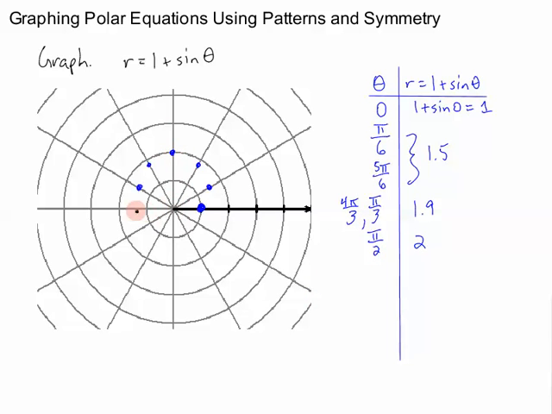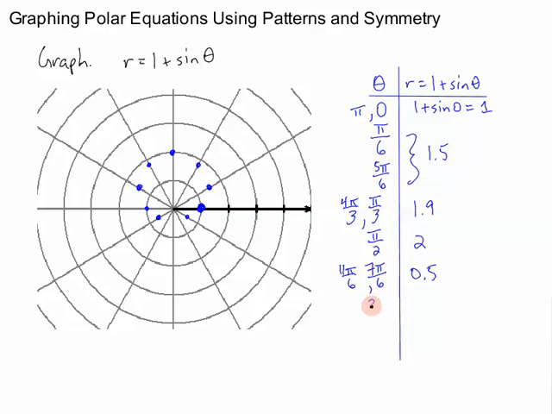Okay, now let's just go over here to pi. The sine of pi and the sine of 0 are both the same, so this is going to be a 1 again. So now we come back to a 1. And now let's look down here at 7 pi over 6, and that's going to be the same as 11 pi over 6. And that's 0.5. So each of those is going to be 0.5 in their respective directions.